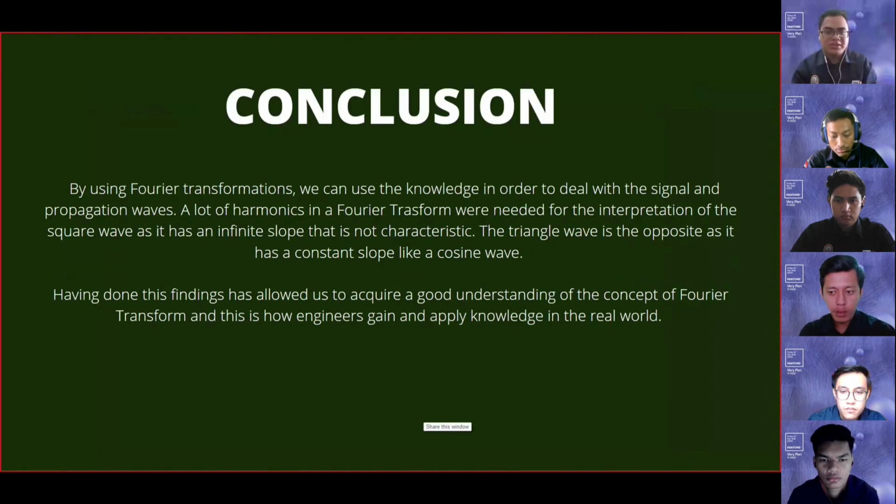And for the conclusion, by using Fourier transformations, we can use the knowledge to deal with signals and propagation waves. A lot of harmonics in the Fourier transform were needed for the interpretation of the square wave, as it has an infinite slope that is not characteristic. The triangle wave is the opposite, as it has a constant slope like a cosine wave. Having done these findings has allowed us to acquire a good understanding of the concept of the Fourier transform, and this is how engineers gain knowledge and apply it in the real world.